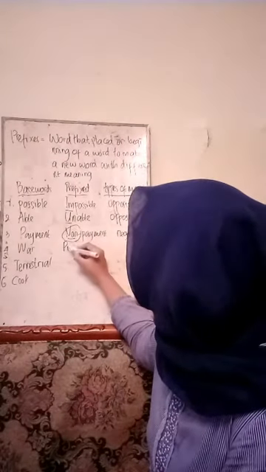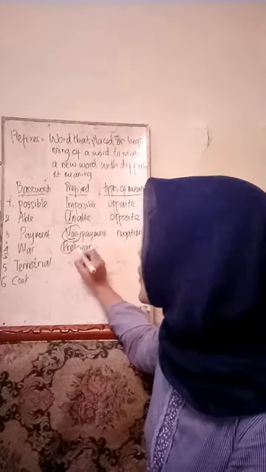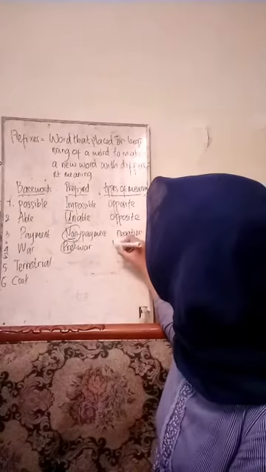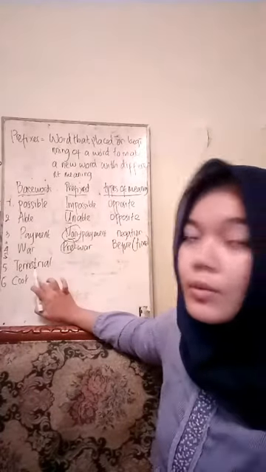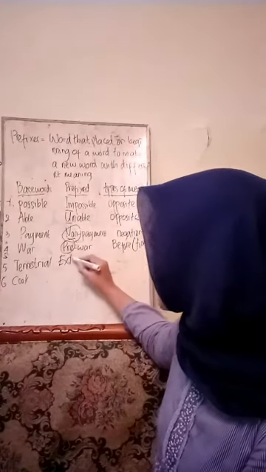War is prewar. Pre here explains before, the type of meaning is time. And about terrestrial, we use the prefix extra, extraterrestrial. The type of meaning of extraterrestrial is place, outside. And the last is the prefix for cook. Cook is overcook. Over here, the type of meaning is too much.